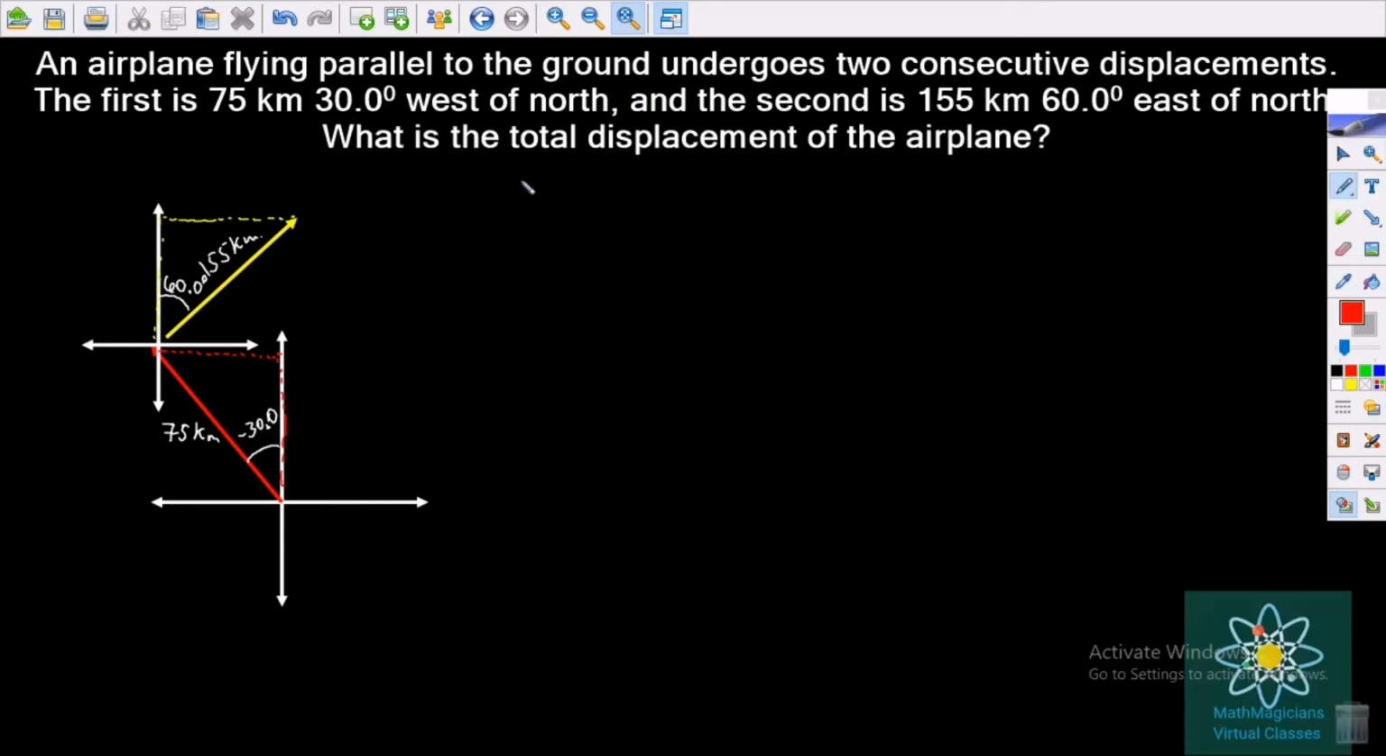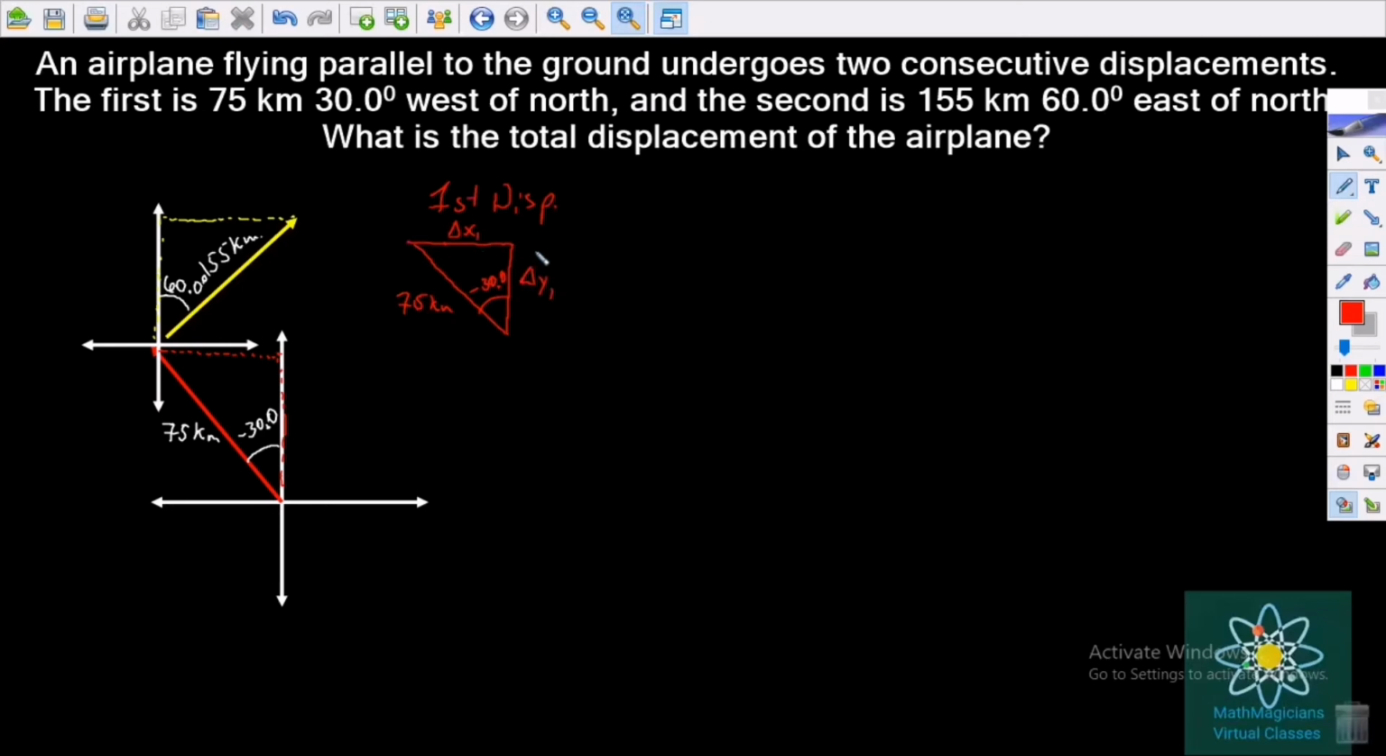So this is displacements also. So the first displacement, or the first time it moves, or the first vector. It says that is this triangle here, we're going to draw it so that we can find the components. It says that this is 75 kilometers. This is actually negative 30.0 degrees. And this would be my X component one, and this would be my Y component one.